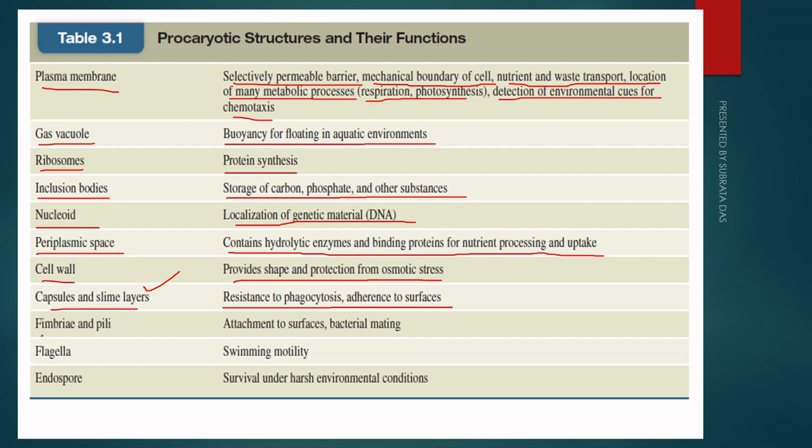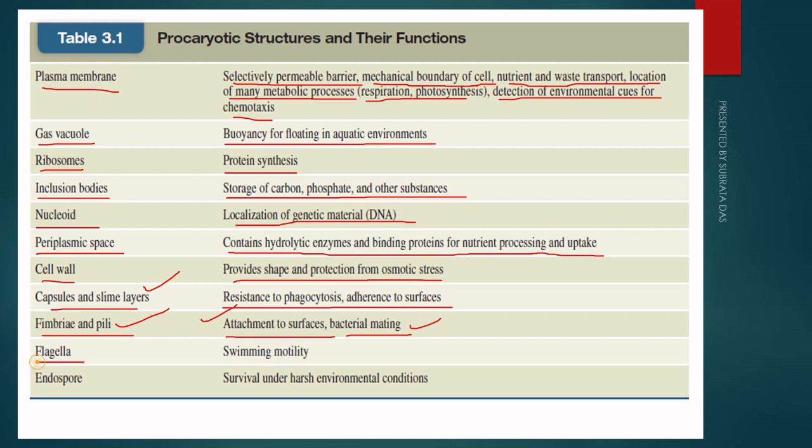Next one is fimbriae and pili. Their role is basically attachment to surfaces. That is the role of the fimbriae. And in bacterial mating, pili help in the transfer of genetic material from one cell to another.